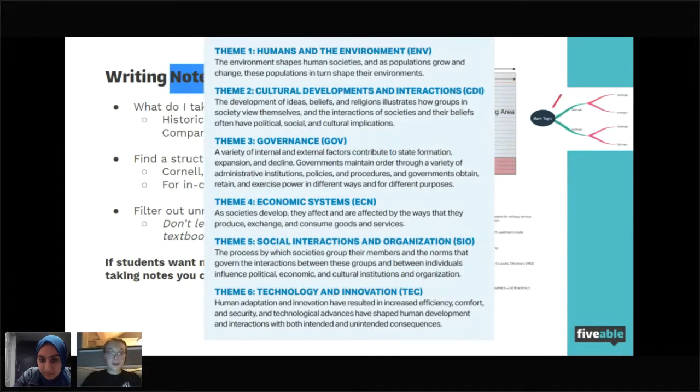An example of that would be, you have all these trade routes coming and they're having all these different religions that are intermingling. You also have themes of governance, themes of economic systems. Those 2 are pretty self-explanatory. You have social interactions and organization.